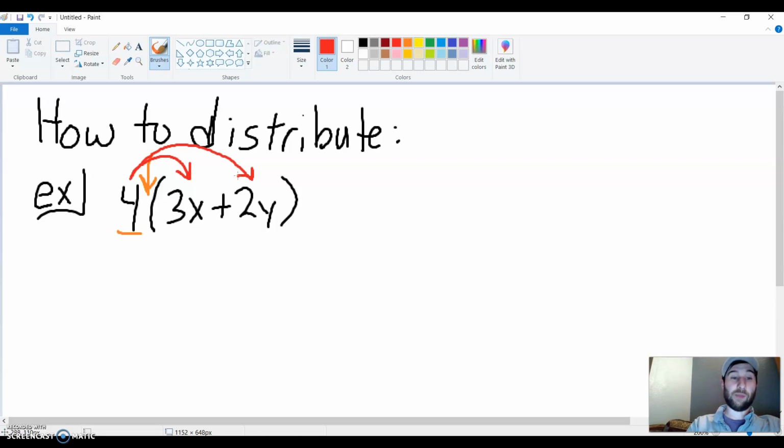So when you do that 4 times 3, you get 12. So you have 12x. And then you do the 4 times the 2y. So 4 times 2 is 8.